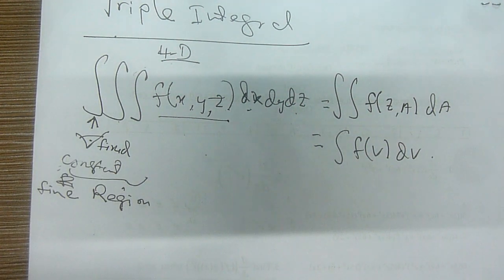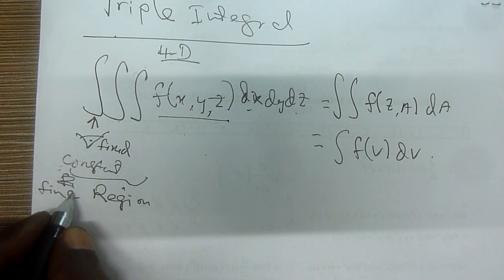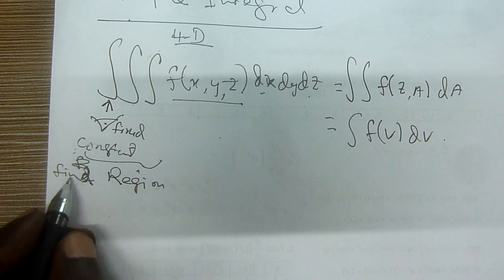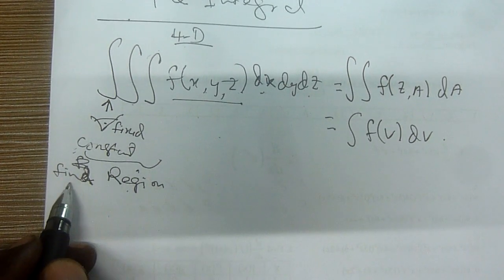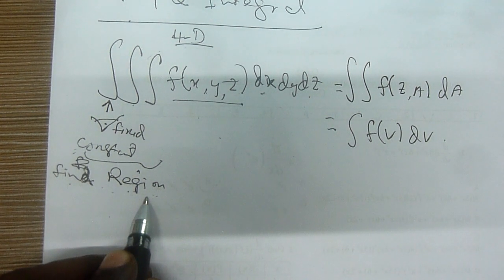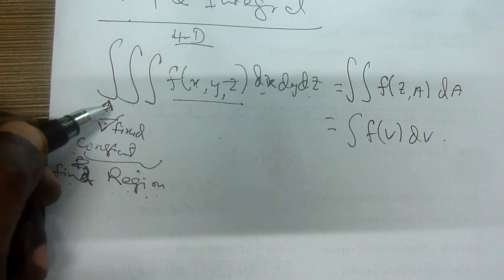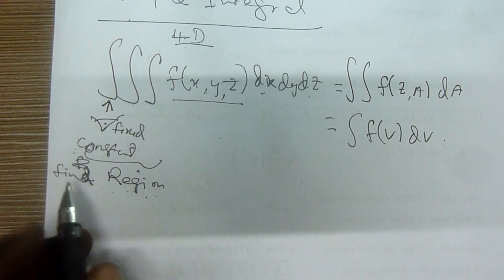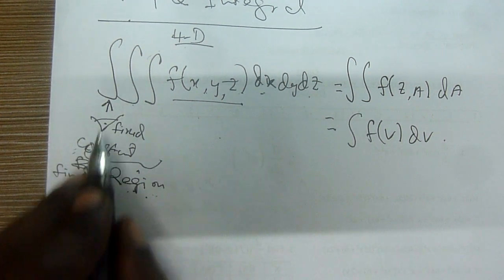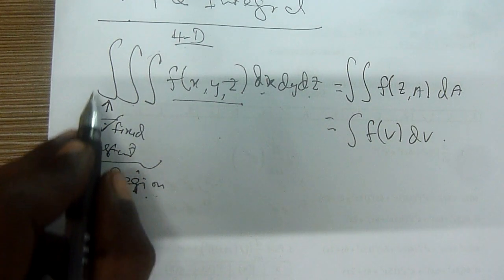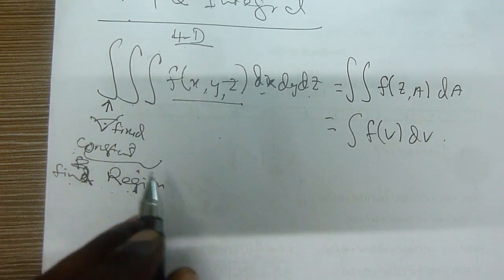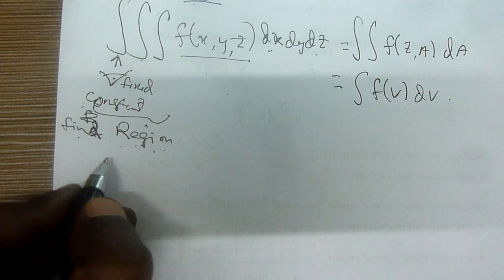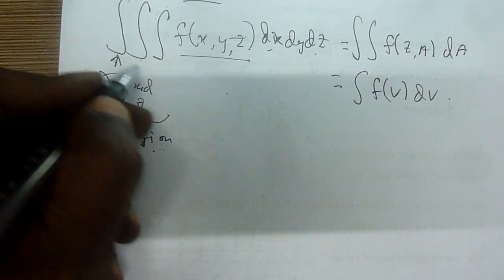Those are the two rules to be followed, very important. You need to find the constant and you need to find the region here. When you find the region, in this particular case you fix your variable here, make it a constant, and find the region in order to calculate the whole triple integral. Now let me immediately start with that. Please follow these two rules.